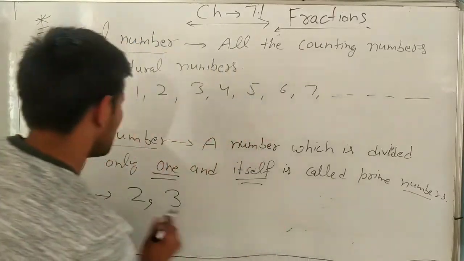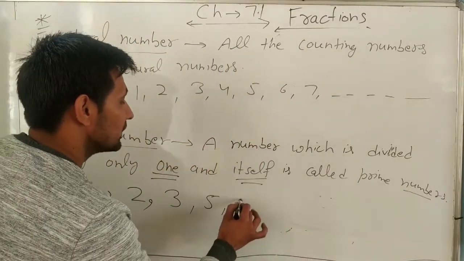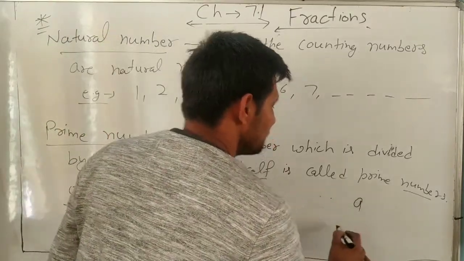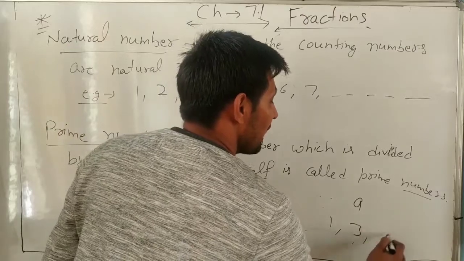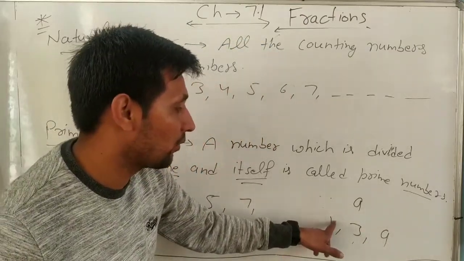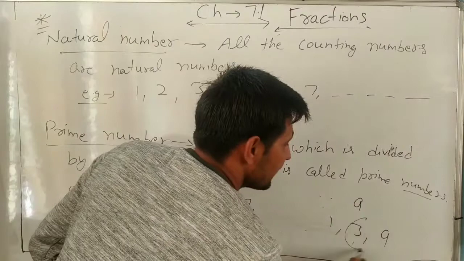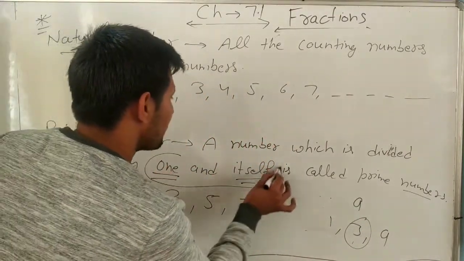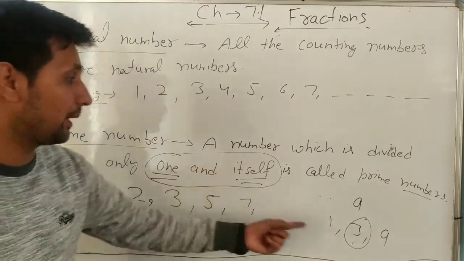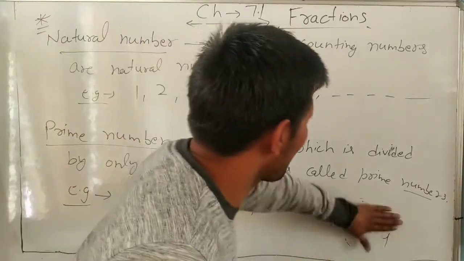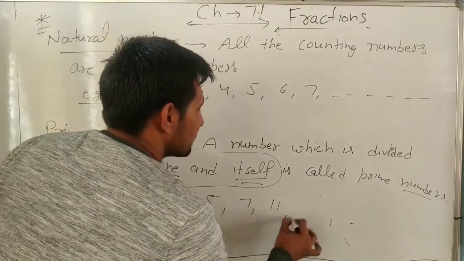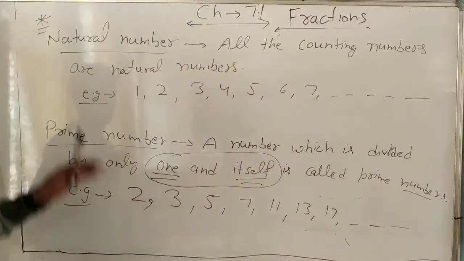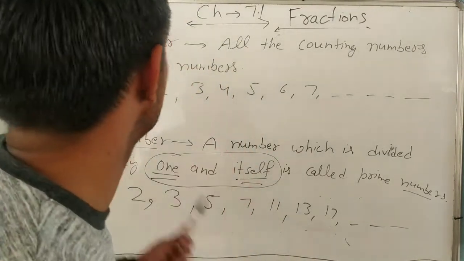So 1, 2, 3, 5, 7, is 9 a prime number? No, because 9 is divided by 1, 3 and 9. So it is not a prime. Prime number means divisible only by 1 and itself, only 2 numbers, but 9 is divided by 3 also. So 3, 5, 7, 11, 13, 17, these are the prime numbers. So note this down. We will use it in the 8th question.